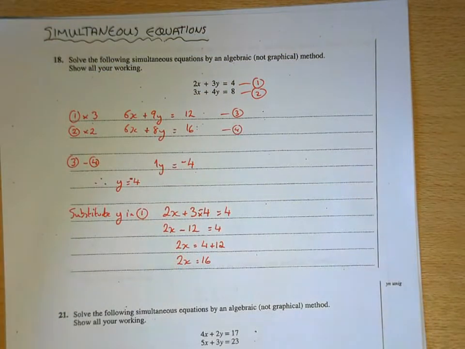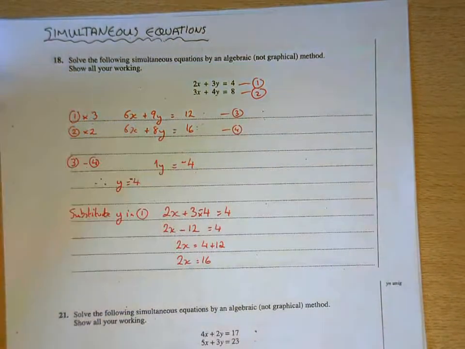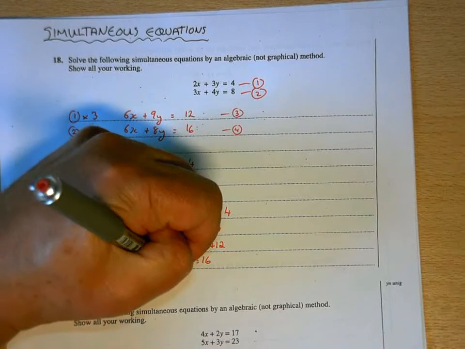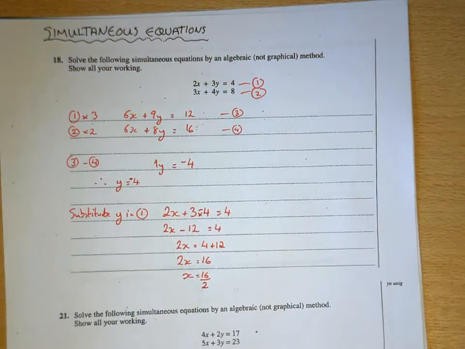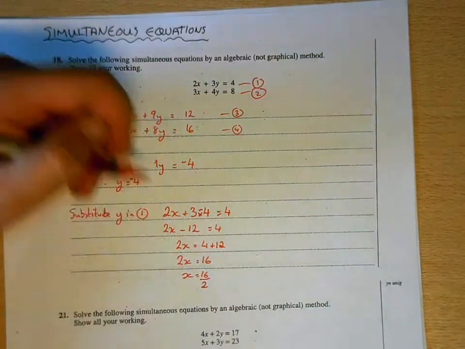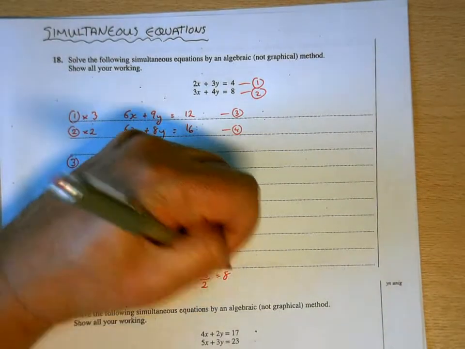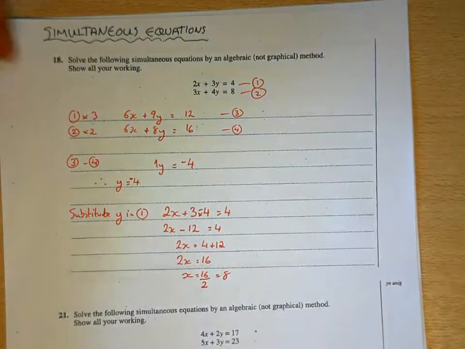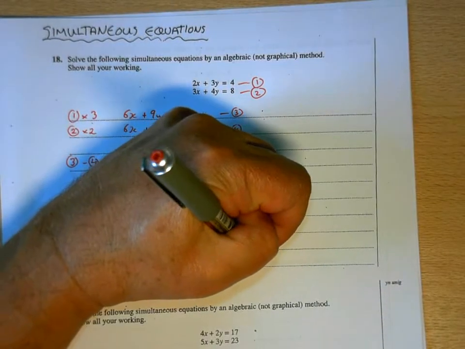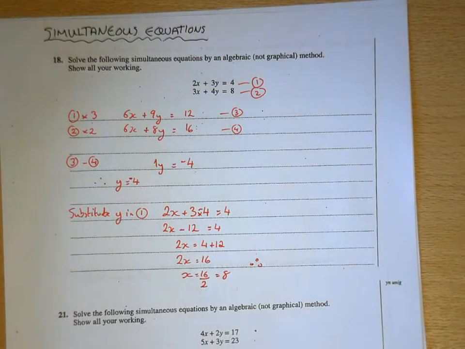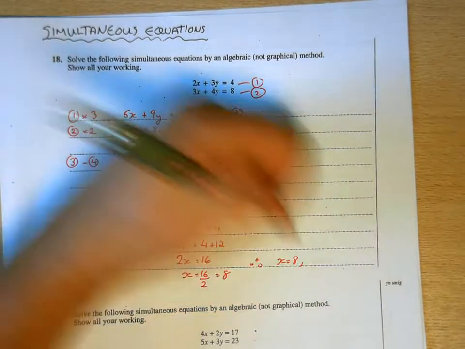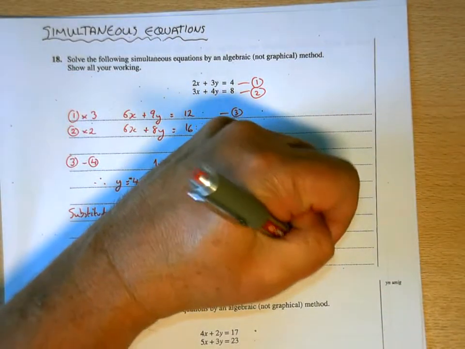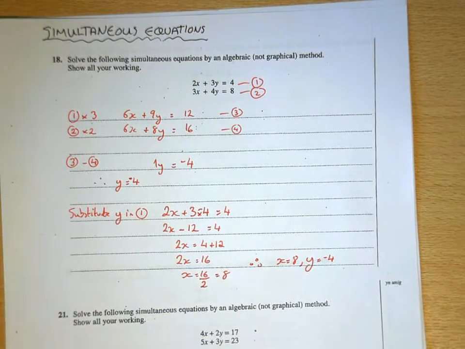The 2 is joined to the x by a times. Remember, it's not written in algebra. So I have to do the opposite of multiplying by 2, which is dividing by 2. In algebra, we write divide like that. 16 divided by 2 is 8. So, therefore, the solution to this pair of simultaneous equations is x equals 8, y equals negative 4.